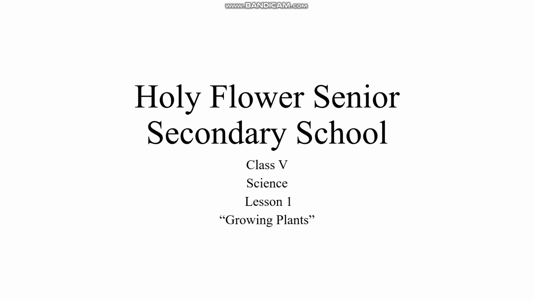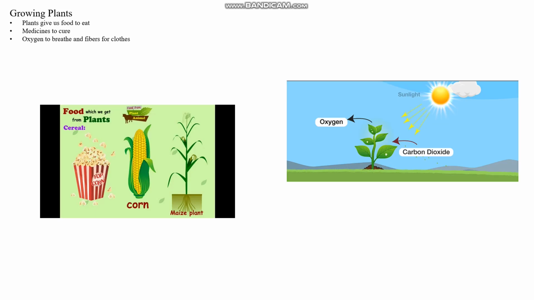Hello students, today in this video we are going to learn the first chapter of class 5 science. The first chapter is about growing plants. So in this chapter we will learn how we can grow plants from seeds, leaves, stem, roots and about agriculture.